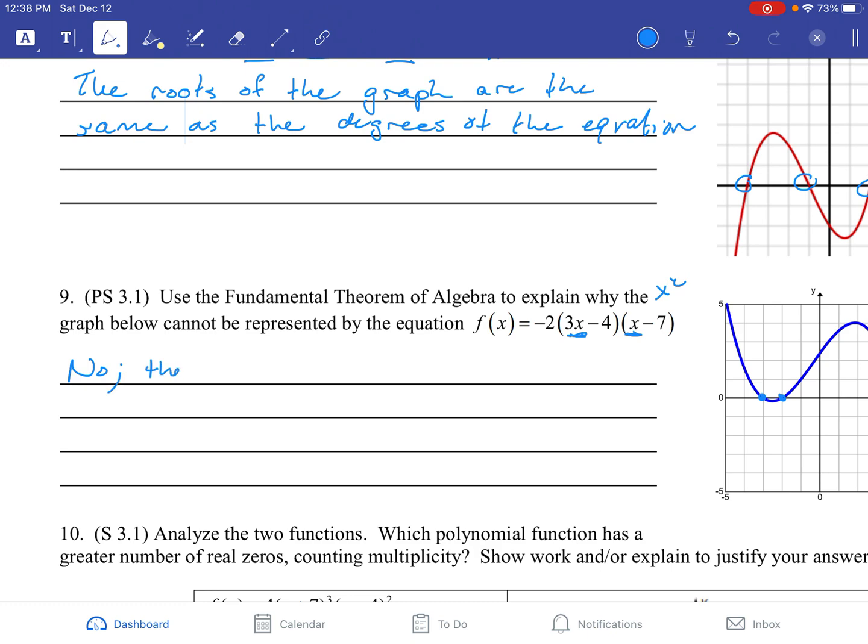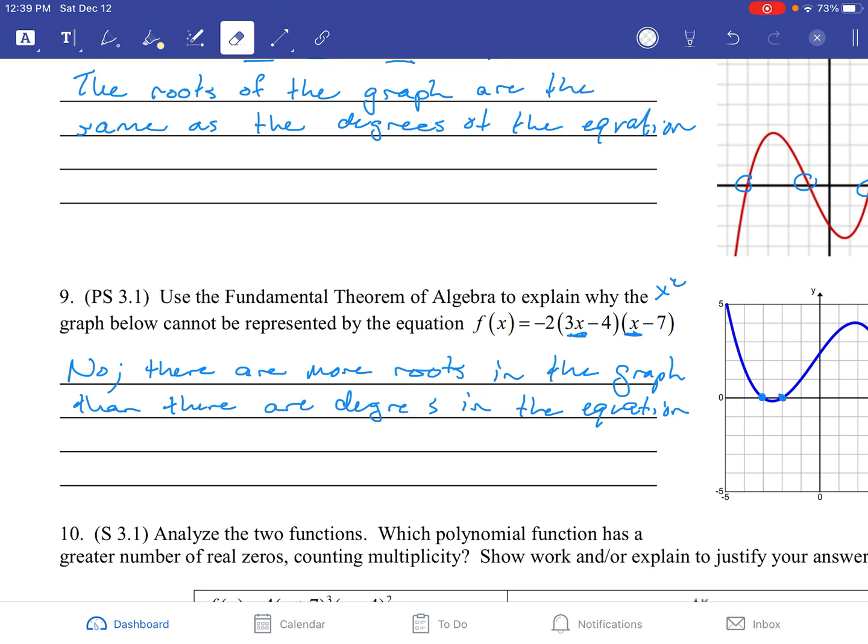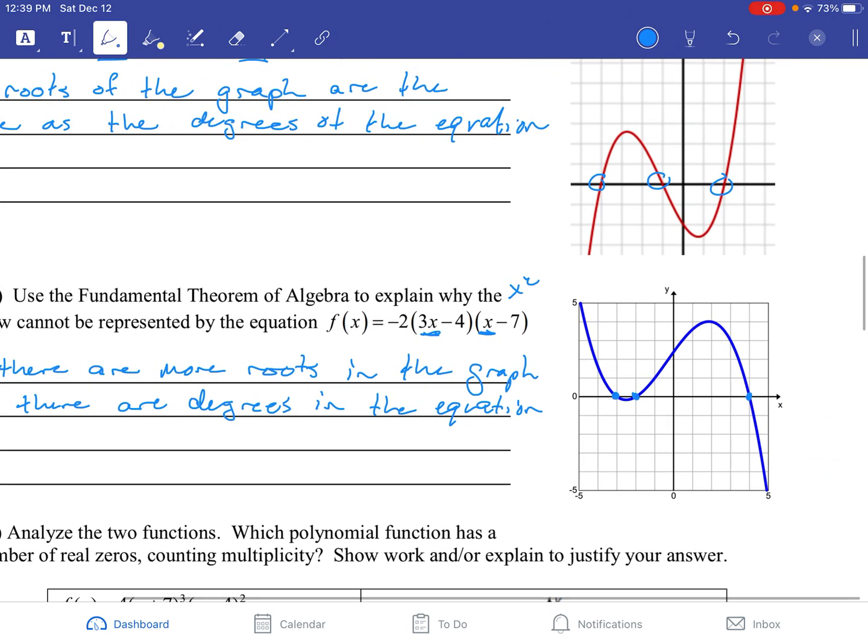because there are more roots in the graph than there are degrees in the equation. Did I spell that right? I didn't. There we go. All right, so you can't have more roots in your graph than you have degrees in your equation.